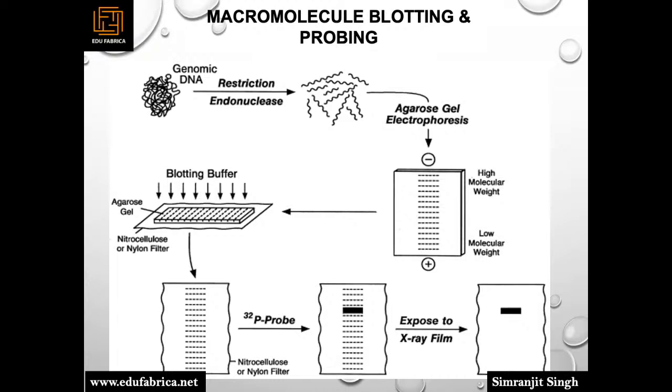Whatever bands you get, you need to transfer from the gel to the nitrocellulose membrane, because it's very hard to maintain the gel, you cannot save the gel for a longer time, and your DNA could degrade. So we transfer our sample from the agarose gel to the nitrocellulose membrane, and after transferring, we probe it with radioactive phosphorus 32P. Then we expose it to X-ray film, and after exposing, we get the results. So whichever bands we are looking for, we can get.